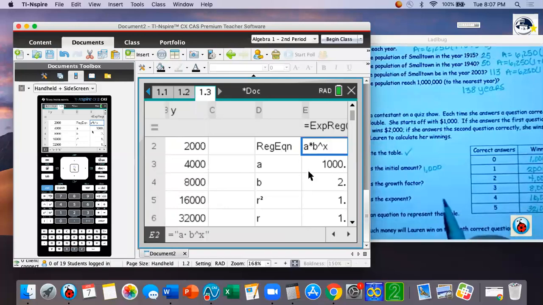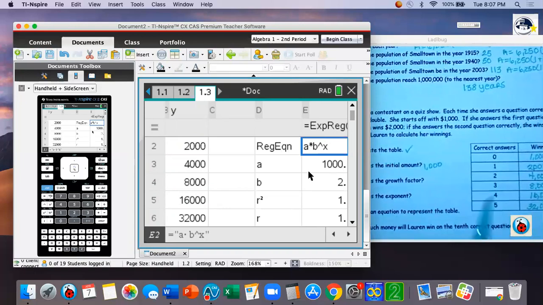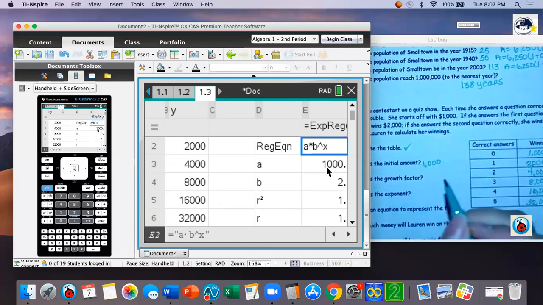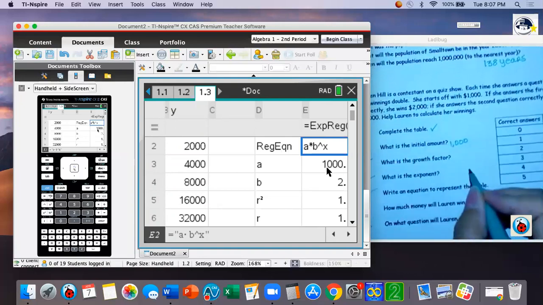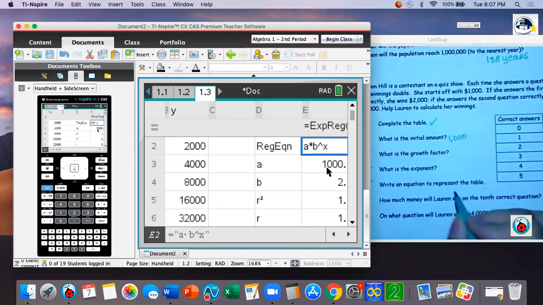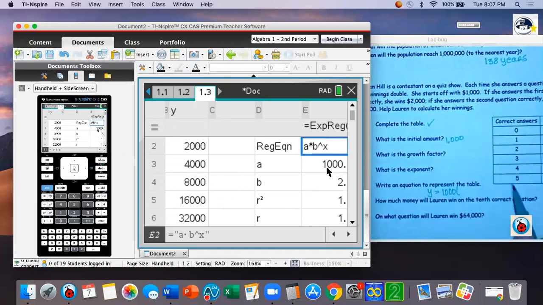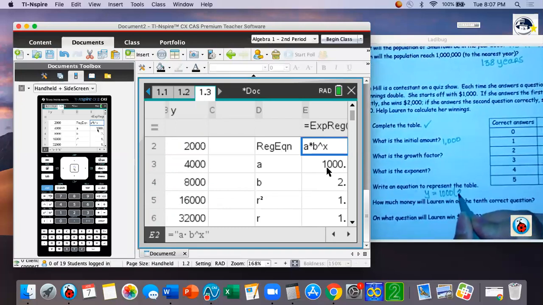So we know we have Y equals A times B to the power of X. This is my equation. So my A value is my starting point. So for my, write an equation to represent the table, I would have Y equals 1,000. My B value is 2, so it would just be in parentheses 2. And then we know it's to the power of X. That would just be my equation.